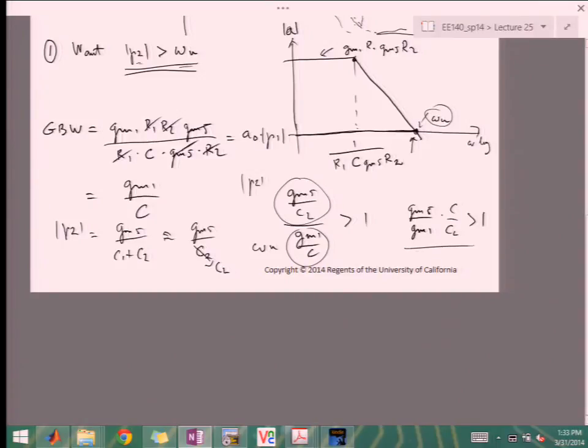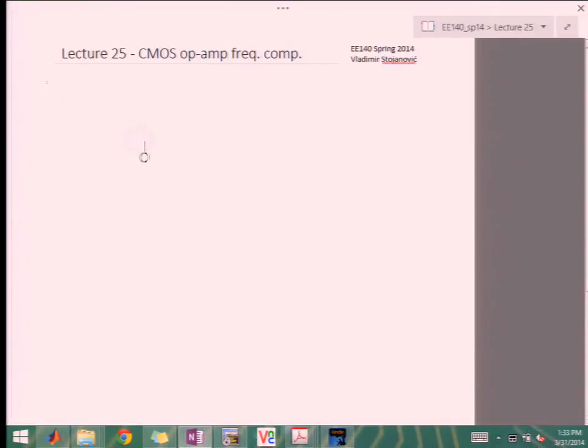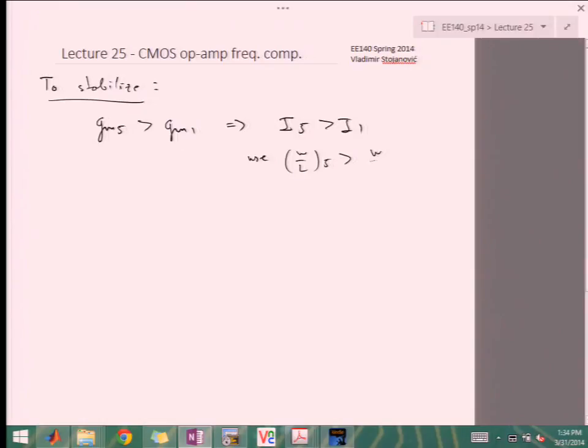So let's take a look at this condition a little bit more. To stabilize, this condition has to be true. We're pushing the pole out, so we can make GM5 greater than GM1. And this basically means that I5 has to be greater than I1. So we should use W over L5 greater than W over L1.